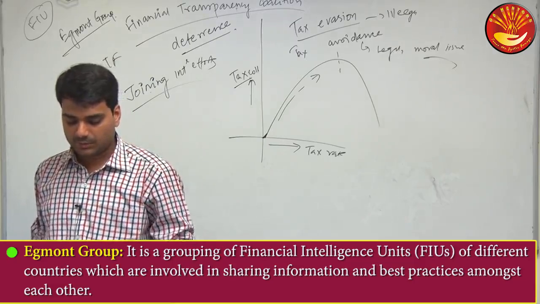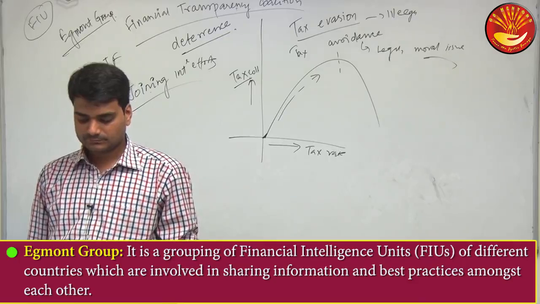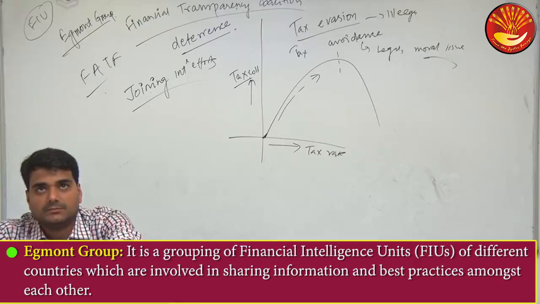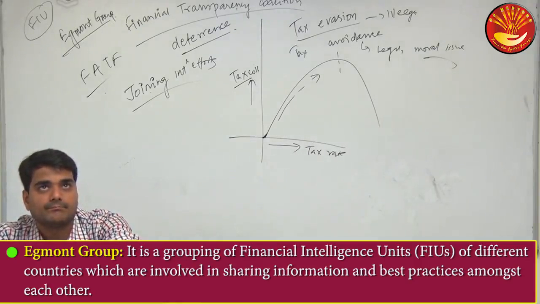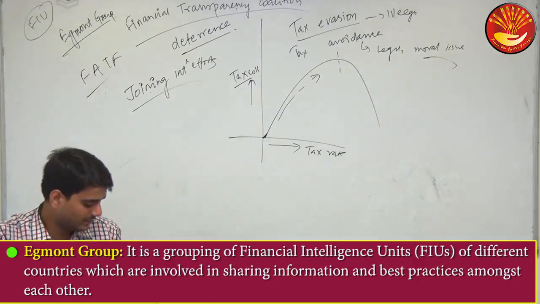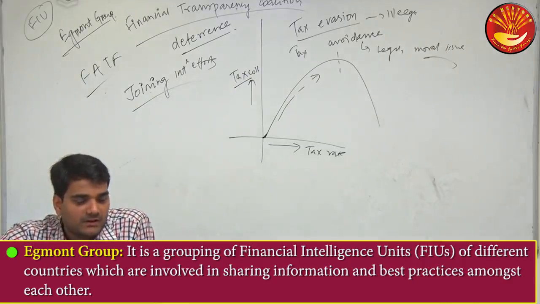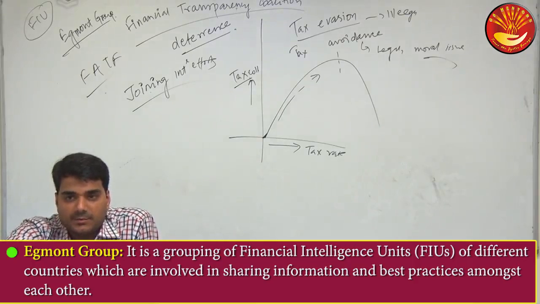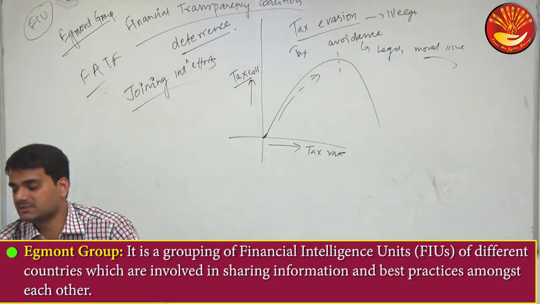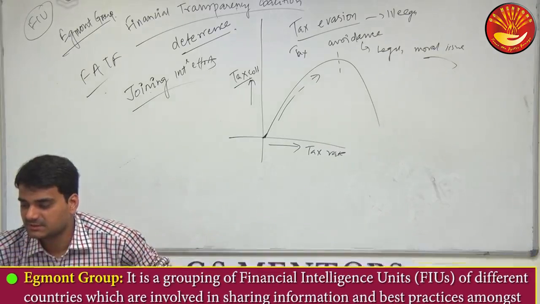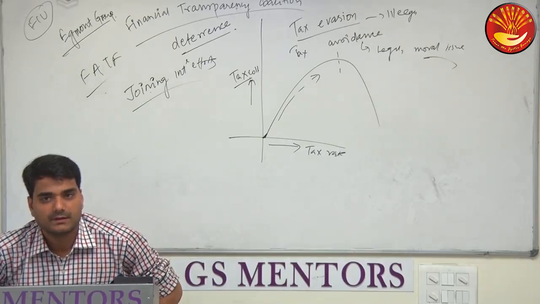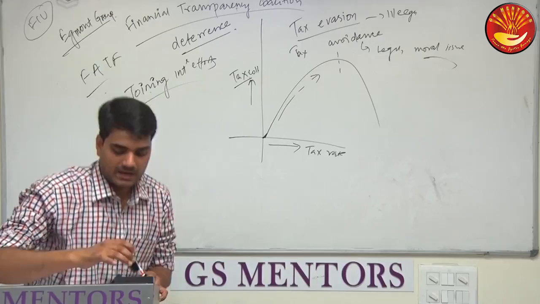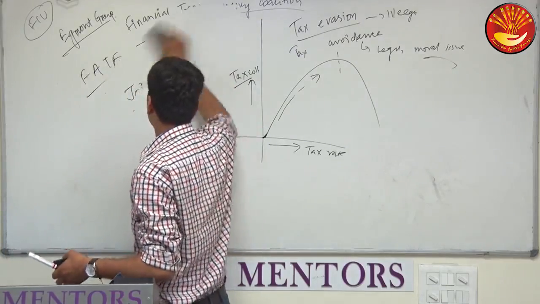So write down this Egmont Group. It is a grouping of financial intelligence units, FIUs, of different countries, which are involved in sharing information and best practices amongst each other. So from India we have FIU-IND.